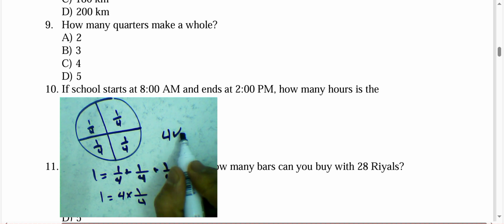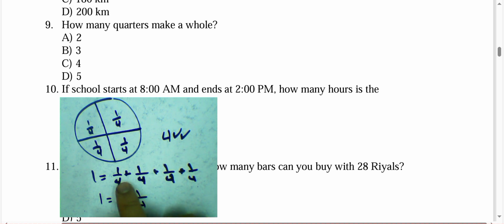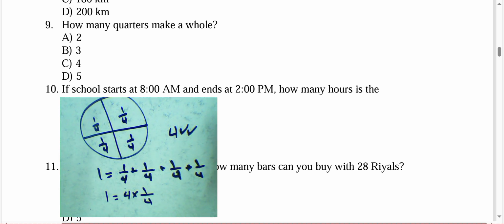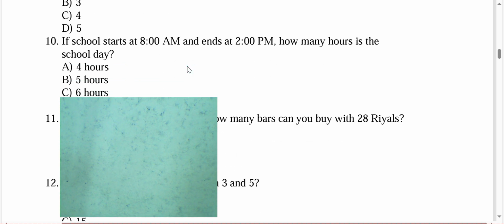Choose 4. Understood? How many quarters make a whole? It will be 1/4, 1/4, 1/4, 1/4: 1, 2, 3, 4. The result will be 4. Okay, choose letter C.